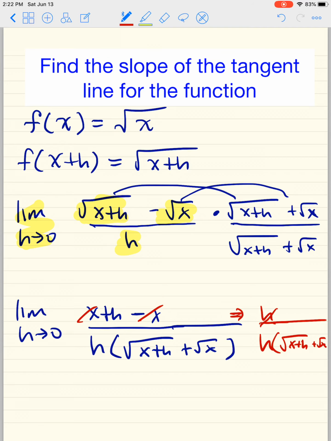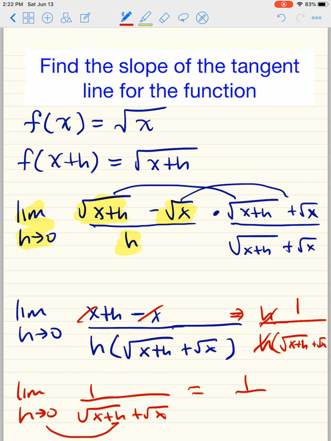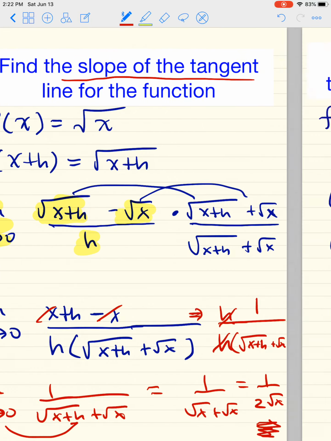So now, this h and this h go out. That's a 1 on top. When you reapply the limit to 1 over radical x plus h plus the square root of x, then you get 1 over, remember, h is 0, so you get radical x plus radical x. Well, 1 apple plus 1 apple is 2 apples. If I went too fast, pause the video and try to figure it out yourself step by step, or leave a comment and I'll help you with it. But right now, the slope of the tangent line for this function is this guy here, 1 over 2 rad x.